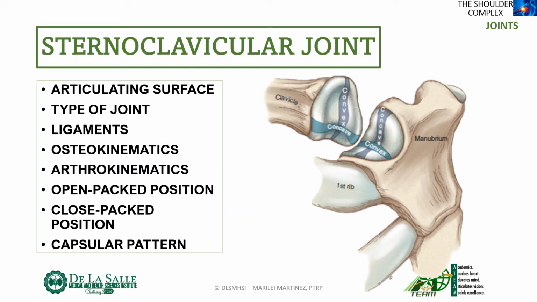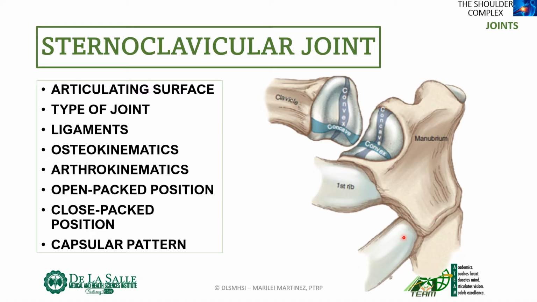The first joint of the shoulder complex is the sternoclavicular joint or the SC joint. The SC joint functions as the basilar joint of the entire upper extremity. Why? Because it links the appendicular skeleton. When we say appendicular, it's extremity. So it links the skeleton of the upper extremity with the axial skeleton or the skeleton in the trunk area.